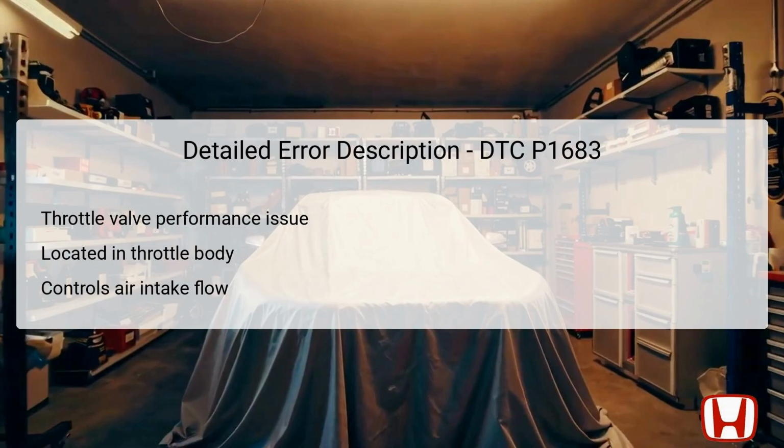The throttle body is usually accessible on the intake manifold side and connects to the air intake duct. Ensuring that the throttle valve can return to its default position is crucial for optimal engine functionality and efficiency.